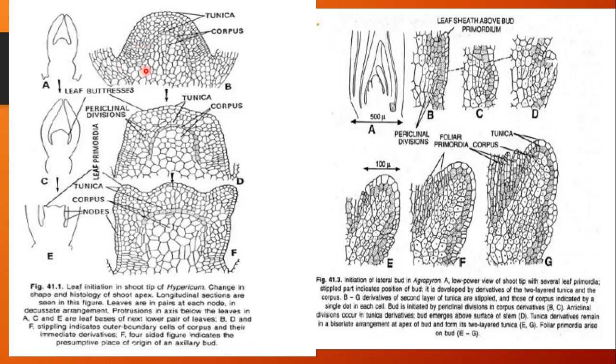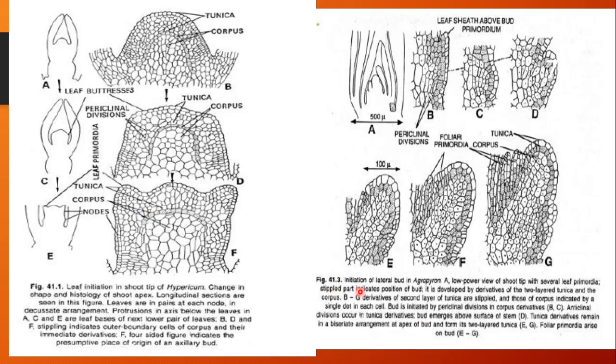So first of all, we have four or five steps. The first is the start, where we have only the tunica and corpus. In the second, the periclinal divisions take place in the peripheral tissue zones, and due to those divisions we have the formation of leaf buttresses. After the formation of leaf buttresses, those will develop, and due to the divisions they will form the leaf primordia and leaf base, and the further development of the leaf.